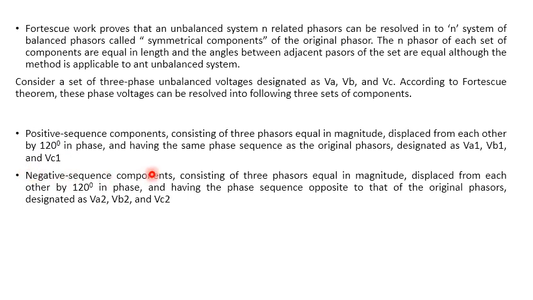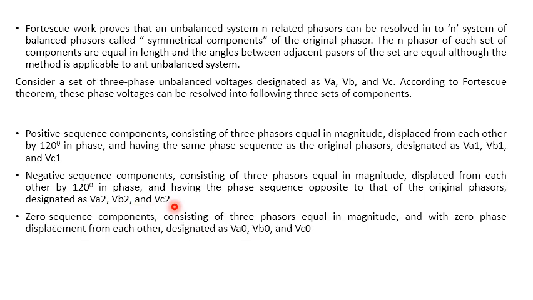Then the negative sequence component. It consists of three phases equal in magnitude, displaced from each other by 120 degrees, and having the phase sequence opposite to that of the original phases. It means that if you consider A as the reference, in place of B you should have C and vice versa. These are designated as VA2, VB2 and VC2. Wherever we write 2, it is the negative sequence component of A, B and C.